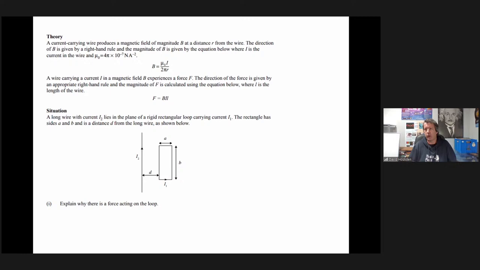And F equals BIL is a relationship that if you've done the level two electromagnetism standard, you'd be familiar with. But you might not have that information directly in your head. You might be familiar with it. And so you can see here that the examiner has actually provided you with some information to allow you to explain why there is a force on that loop. So they've given you some information.